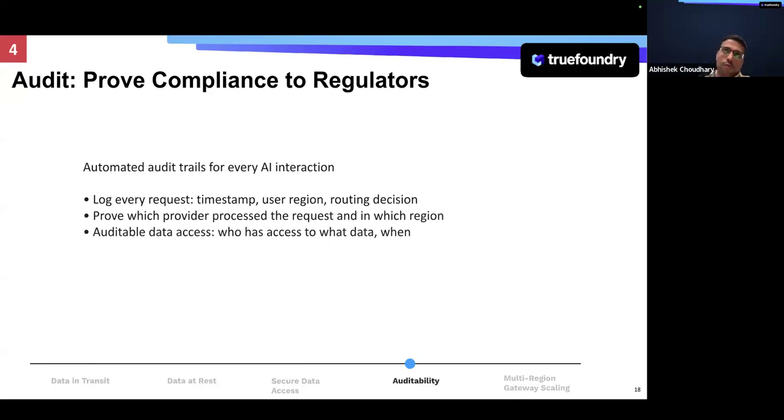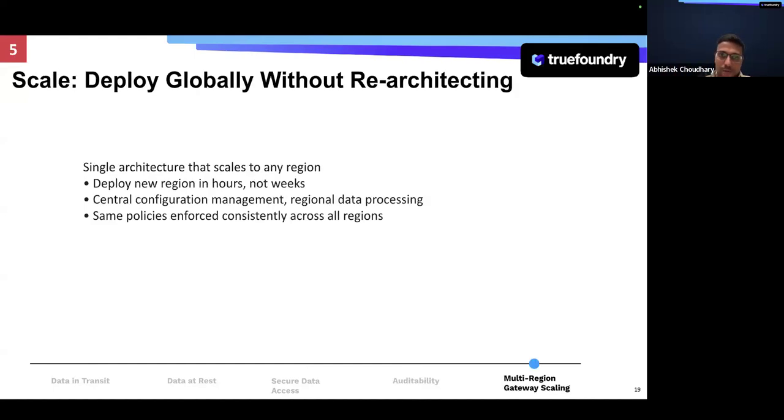And then you have to prove compliance to regulators, which means that every single prompt and response going to LLMs needs to be audited and stored, even in long-term storage. How do you optimize the storage cost? If anybody asks you to pinpoint what happened in an interaction, you should be able to do it even six months later. So all those things you have to take care of.